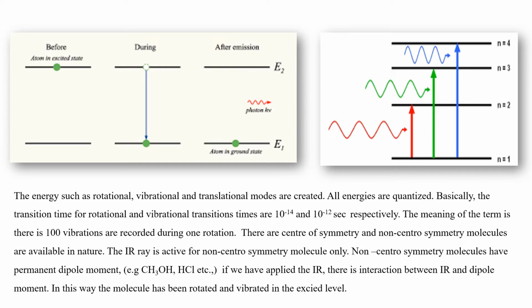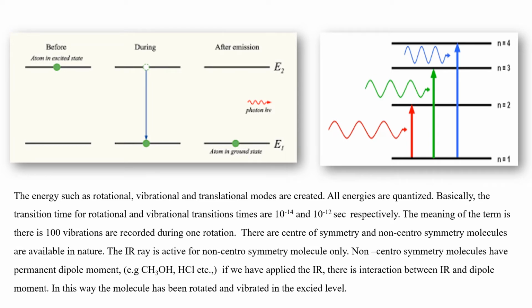A small energy is applied to the ground system, like the red color symbol, where the electron is shifted from n equal to 1 to the first excited state. If the energy increases, the electron is shifted to the next excited state, and blue is shifted from n equal to 1 to n equal to 4. In this way, absorption of energy is possible.